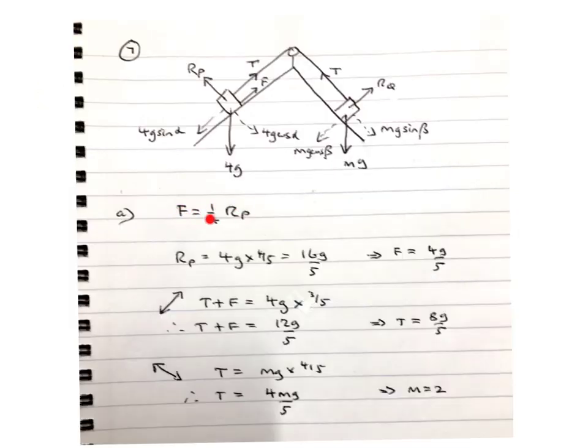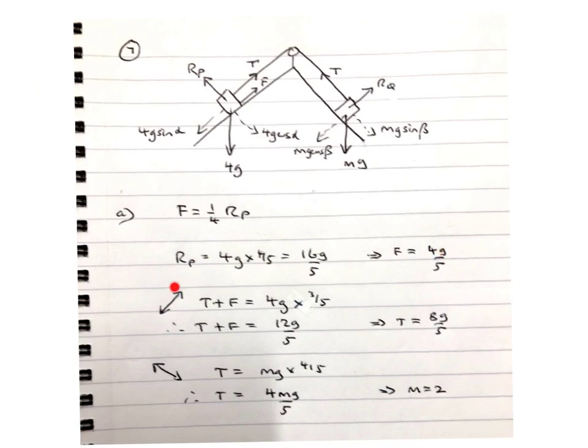So F equals mu R. Rp, that's the reaction force at P, must equal 4G times cos alpha. And we can work out what cos alpha is. We know tan alpha is 3/4, so cos alpha is 4/5. So we can work out that Rp is 16G over 5, so F is 1/4 of that, that's 4G over 5.